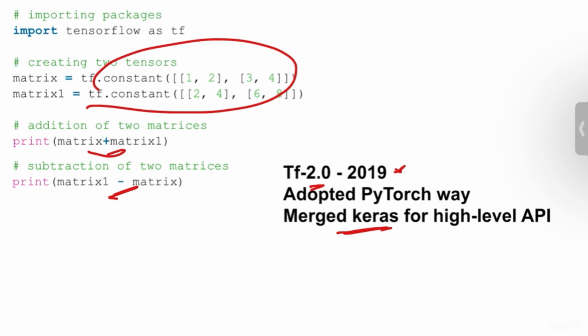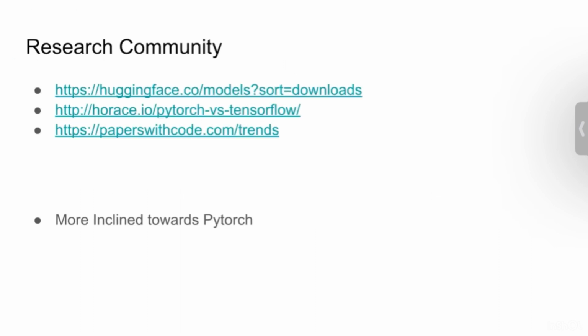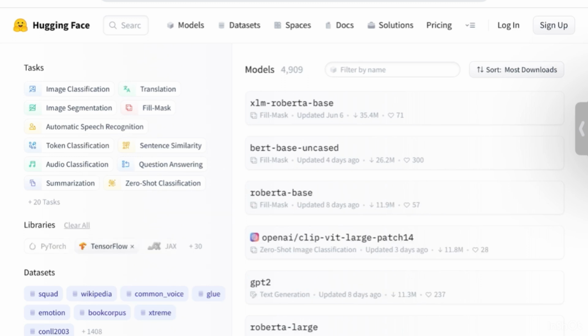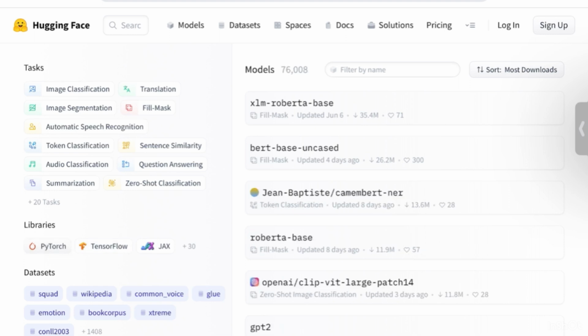Speaking of the trends, let's look at some of them. You can look at the trends from these websites. I have taken some reference websites like Hugging Face, Horace He's website, as well as papers and quotes like this. Let's see the Hugging Face website first. The number of models available in Hugging Face is 76k, right? Whereas if I look only at the TensorFlow based models, it is hardly 5k. And if I look at the PyTorch based models, it's 45k. So you can see that more open source models are available in PyTorch.